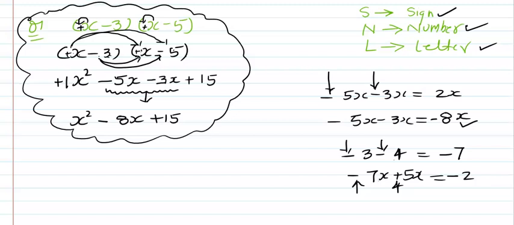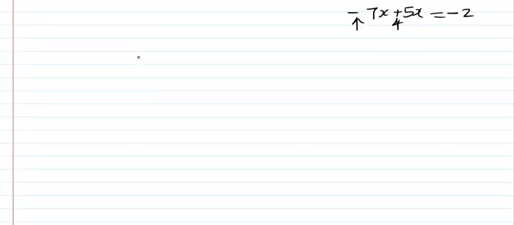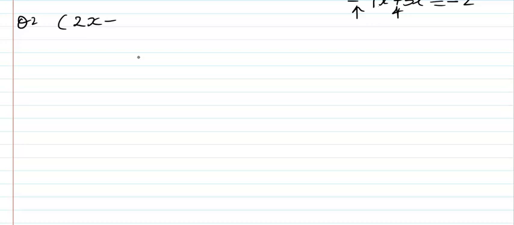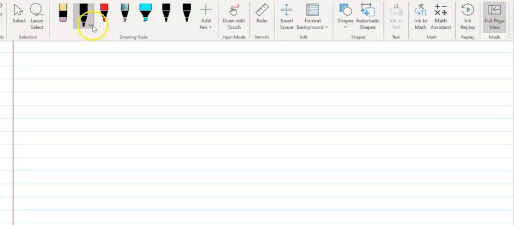Okay, let's go for another question. See, another question is, you are going to try on the whiteboard. So here it is 2x plus 3 and minus 3x minus 5. Okay, try it on the whiteboard and show me your answer. Okay, so thank you those who have done it.